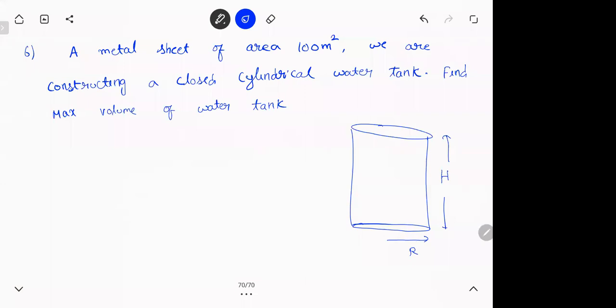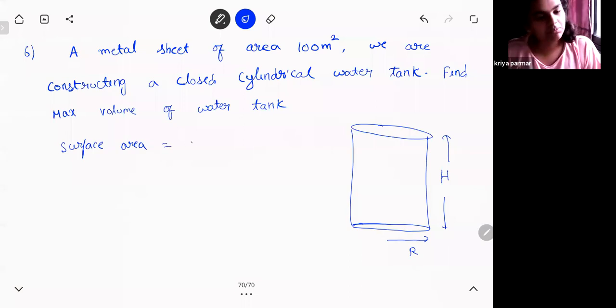See, what is given? Surface area. That's what you always need to think. What are the two variables and what is given? Surface area of the tank is given. Right? What is the cylindrical surface area?